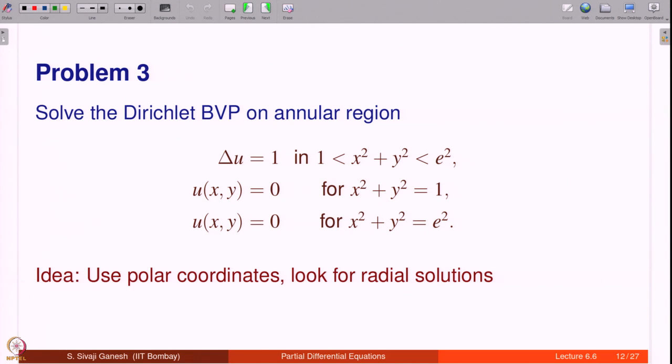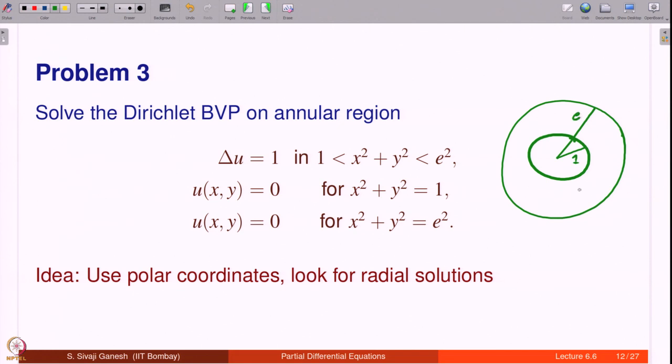Let us move on to problem 3. Solve the Dirichlet boundary value problem on the annular region x² + y² between 1 and e². In other words, look at the circle of radius 1. This is the inner boundary of the annular region, and this one with radius e. So, this is our region omega. Here x² + y² will be bigger than 1 and less than e², and u is given to be 0 on the boundary. So, u is equal to 0 here, u equal to 0 here also.